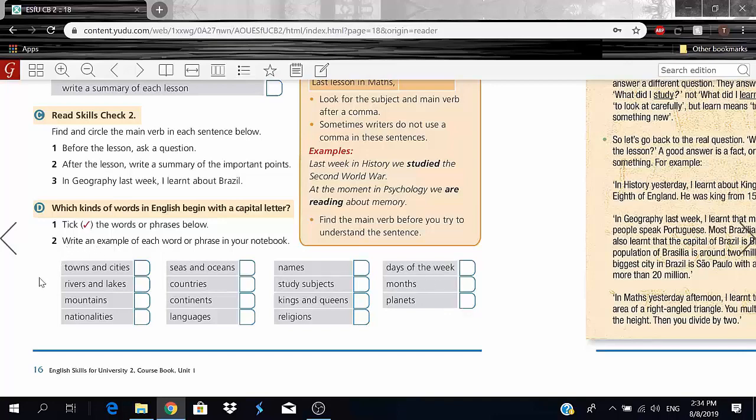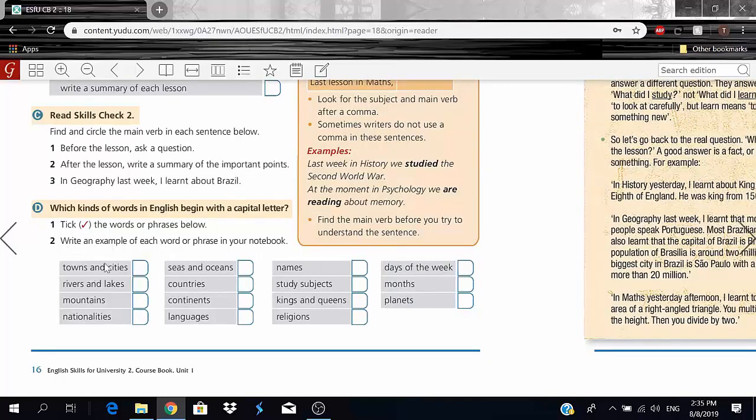Now, number 2 here, he wants us to write an example of each word or phrase in your notebook. Okay, so he wants examples for each word here. So you guys can do this on your own. I'm going to do it anyway, but you guys can have different answers. It's totally fine. So towns or cities, I can say Boston and Los Angeles. Rivers and lakes, I can probably say the Nile River. Mountains, I'll say Mount Everest. Nationalities, Swedish. Seas and oceans, the Red Sea and the Atlantic Ocean.